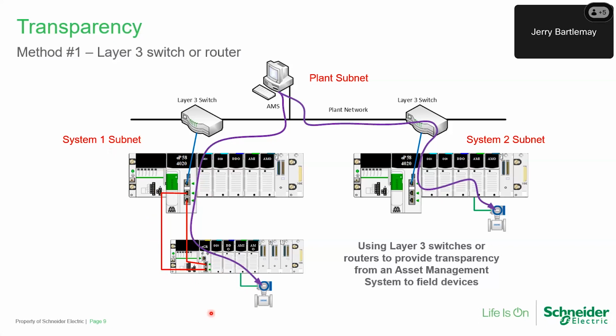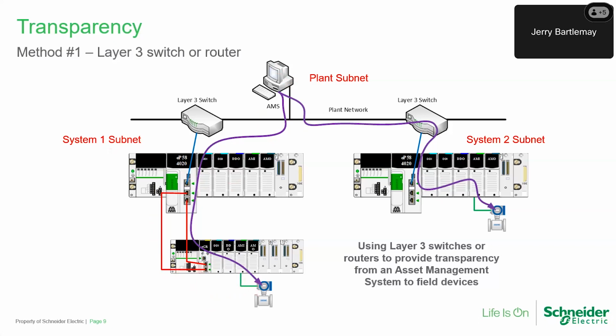In the example I showed before, which is the NOCs isolating it, you could leave everything at default. So the default IP address for the CPU and for the remote I/O system is 192.168.10.1 and 11.1. So that could be the same for every M580 in this system. However, for transparency, we can't do that. We have to have different subnets for each of these so that we know how to route a message from something on the plant network down to something in a specific M580's remote I/O system.